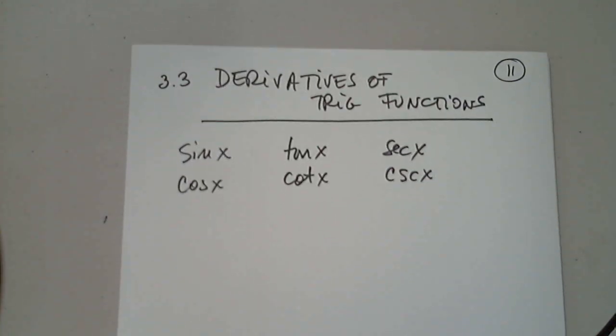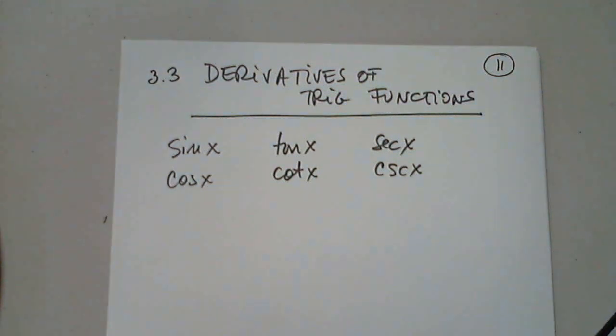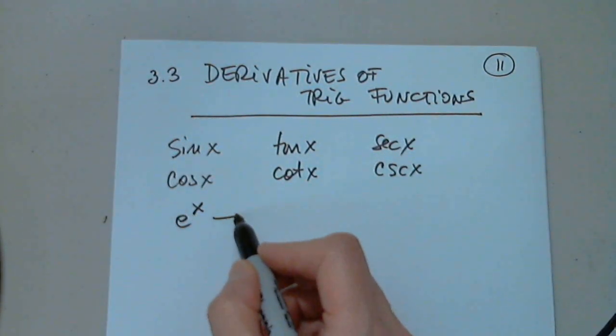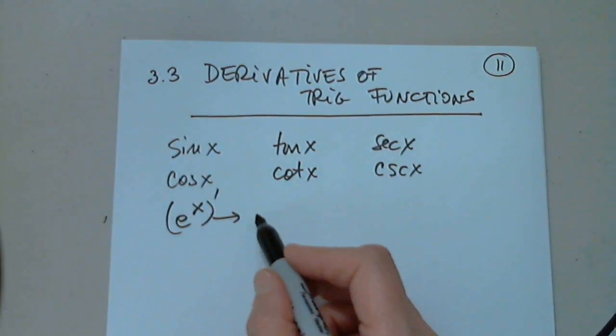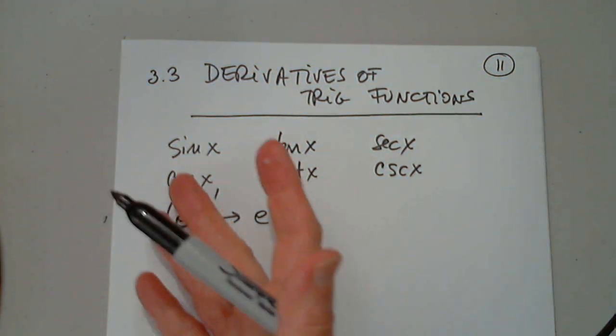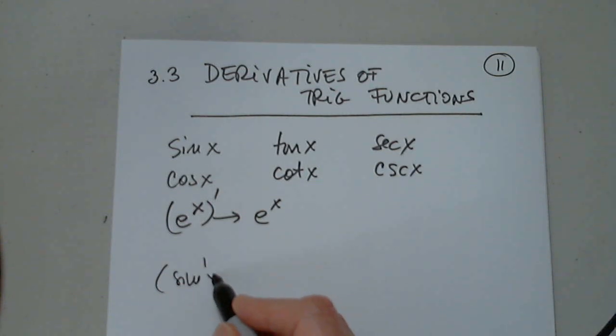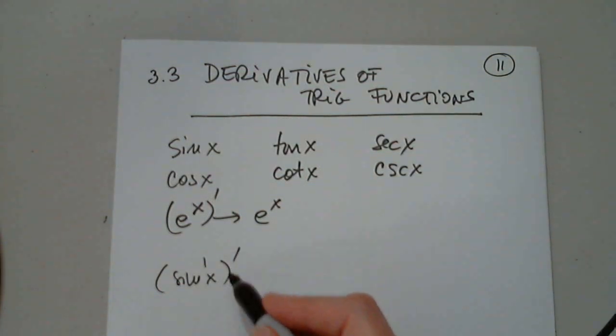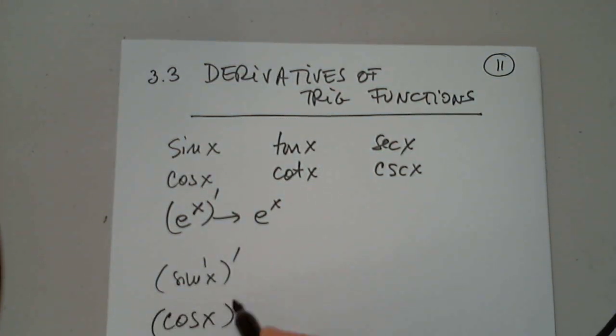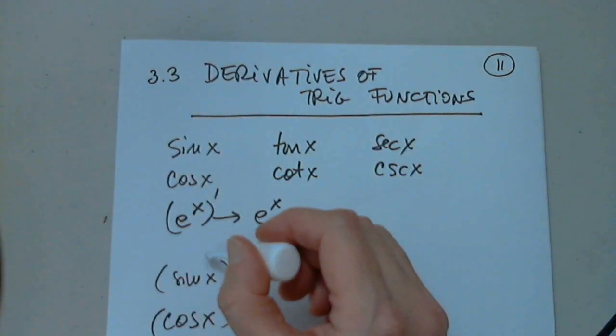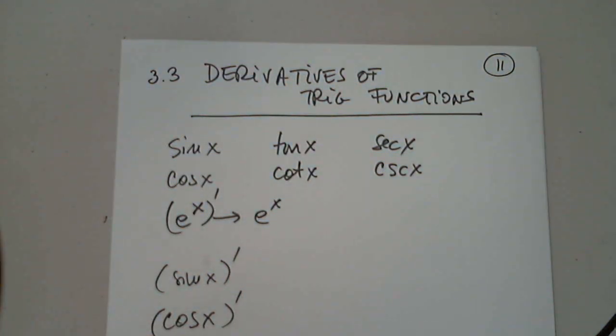Okay, so like we did with e to the x, and we showed that e to the x turns into e to the x, we can show sine prime and cosine prime. So we can pick one or the other to show the proof, or if we don't want to show the proof, it's a little long, then I can just give you the results.